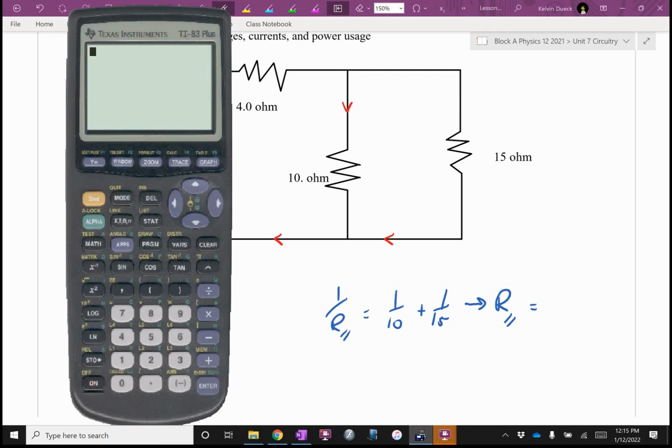So, Alexis, what we're doing is we're going 10, hitting our reciprocal button, and Allie, you as well on your calculator, plus 15, hitting our reciprocal button. And your reciprocal button is either a little -1 or a 1 over x, equals, and then we take the reciprocal of that answer. Y'all get 6?